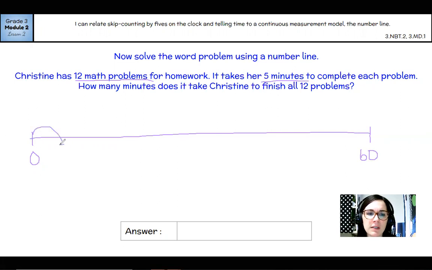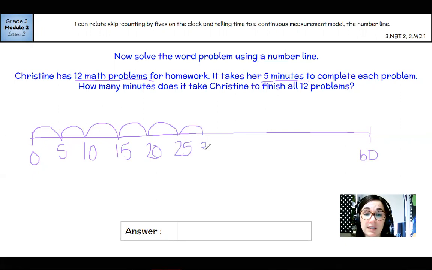So this is 5 minutes, that's 1 problem. She does another 5, that's 10 minutes. Another 5 minutes, that's 15 minutes. Now she's done 1, 2, 3 problems. If she does a 4th problem, that's 20. A 5th problem, that's 25. A 6th problem, that's 30. Another problem, that makes 35. Another problem, that makes 40.